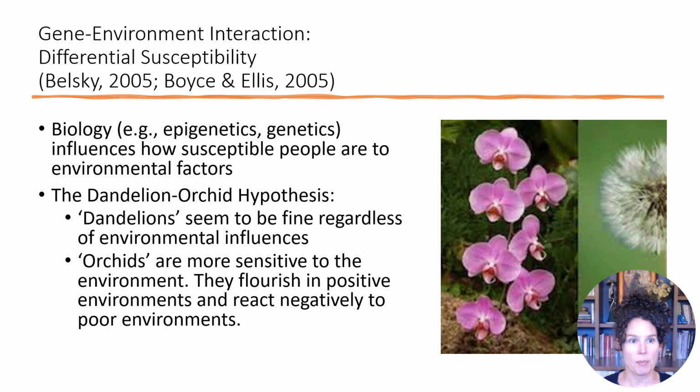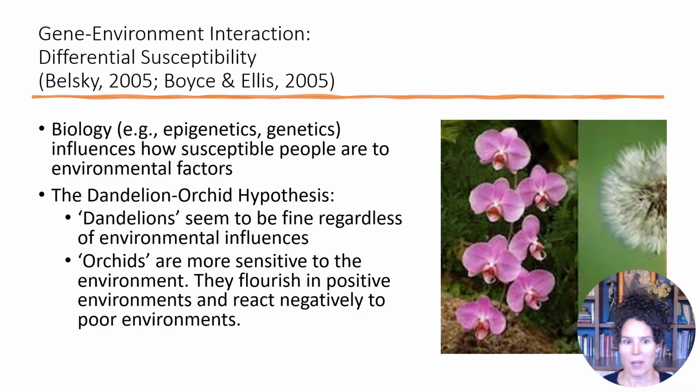So differential susceptibility is also called the dandelion orchid hypothesis. It was developed by Belsky and also Boyce and Ellis all around the same time in two separate research laboratories. And it basically says that our biology, our genetics, our epigenetics, influences how susceptible or sensitive people are to environmental factors. And so dandelions basically seem to be kind of average no matter what's happening in their environment. And orchids seem to be more sensitive to their environment.